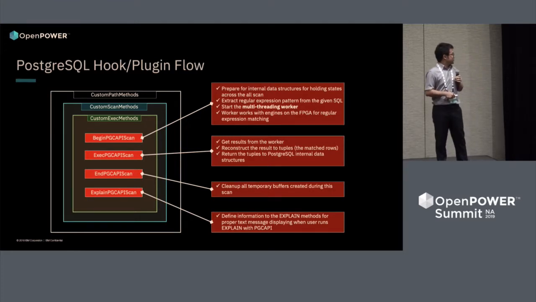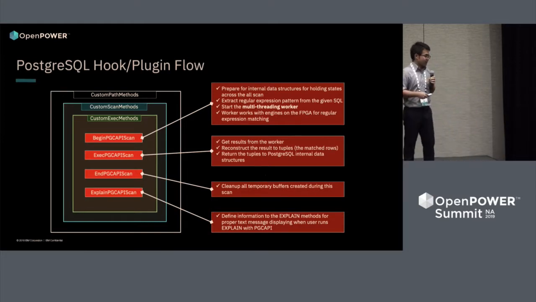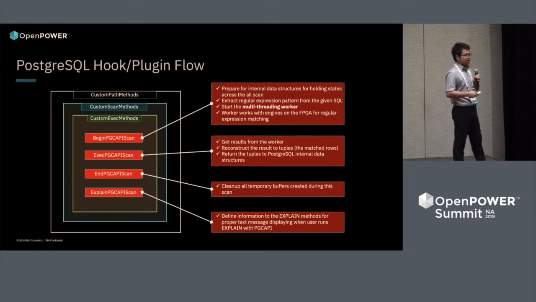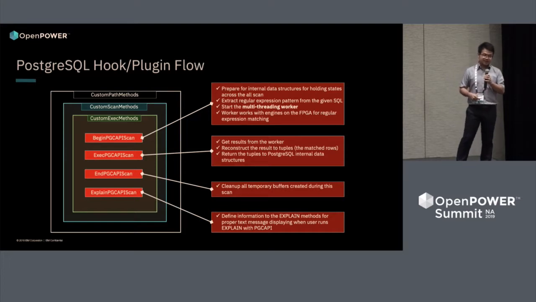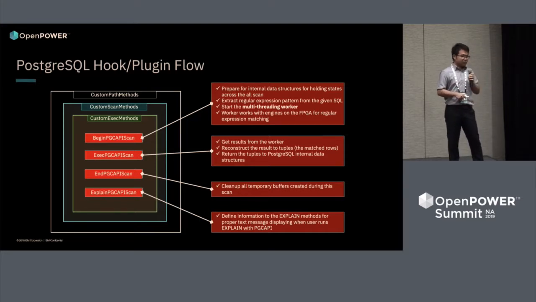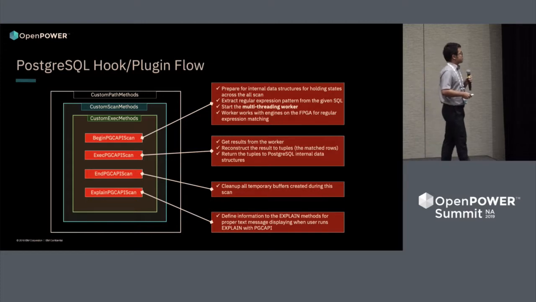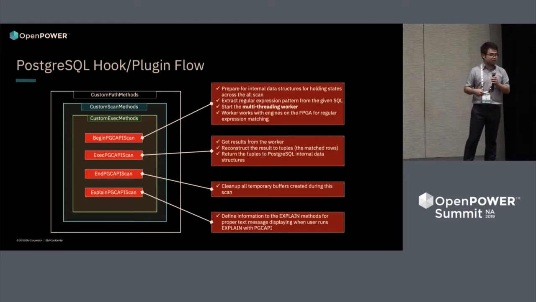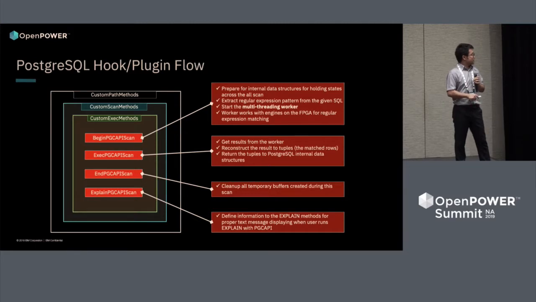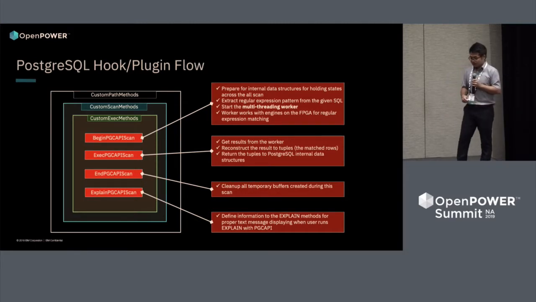And then the third hook is the end scan hook. In this hook, we will do most of the cleanup jobs, which means every temporary buffer allocated during the whole scan will be freed at this stage. And we also have another hook, explain scan. In this explain scan, we will define how the output will look when users call the explain statement in the PostgreSQL client console. So this is the basic high-level structure of how we implement our software.